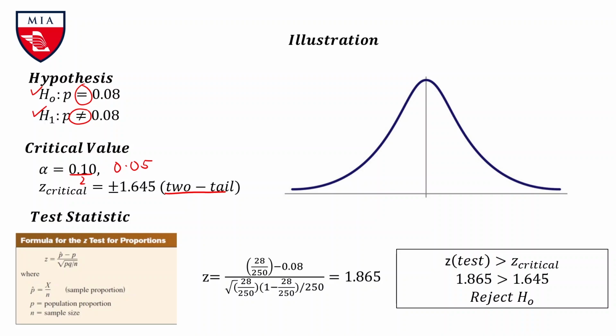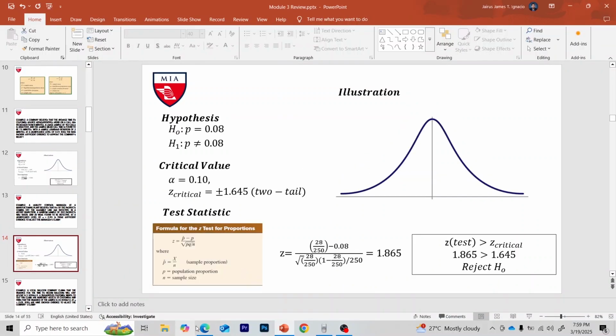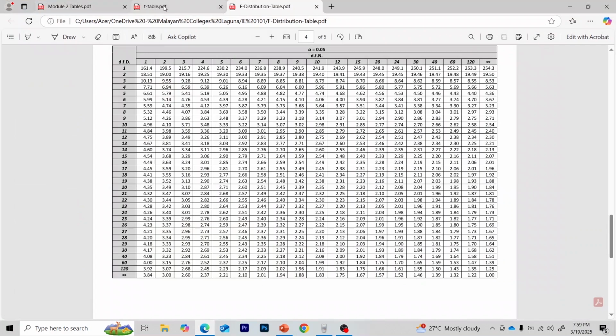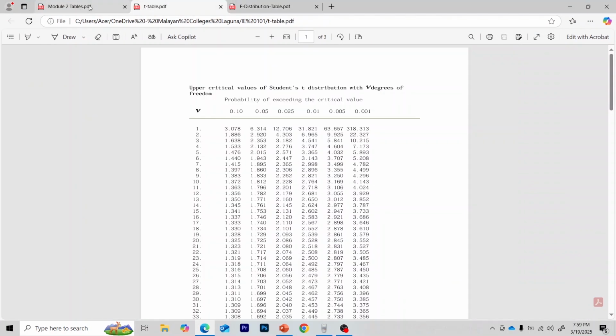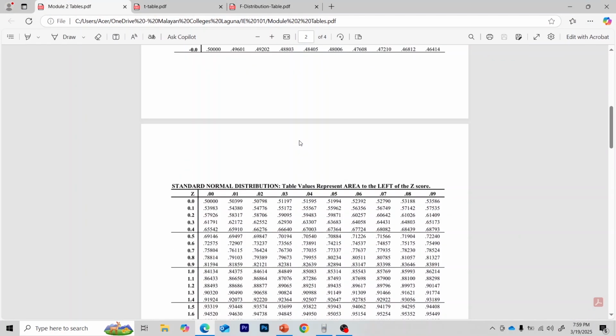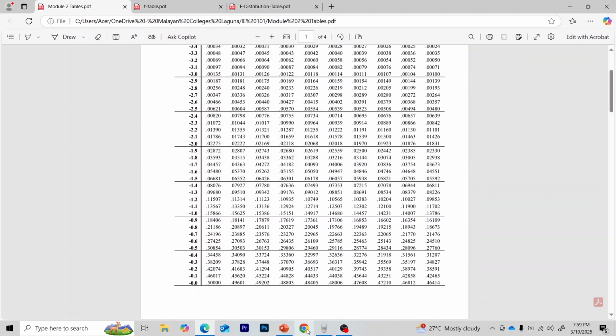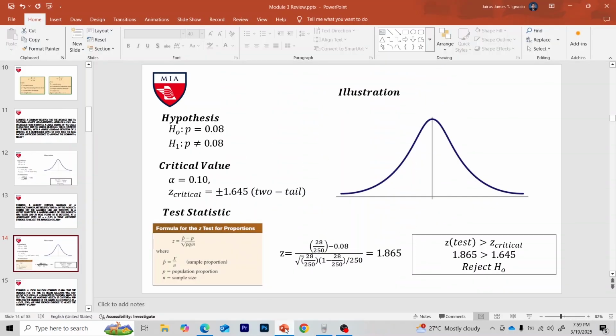So in terms of a two-tailed test, again, you will look at the value in the negative table. So let's look at the negative table of the Z value. Let's look at the value that is close to 0.05, but less than.